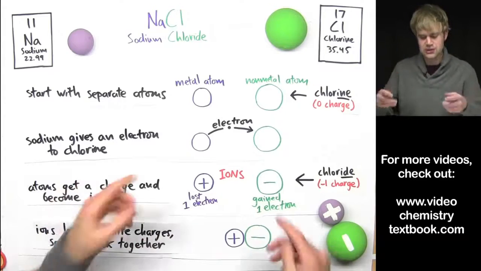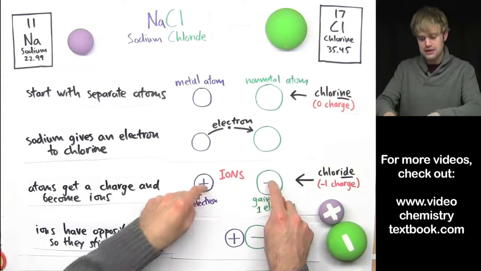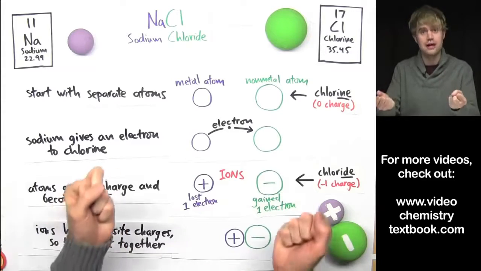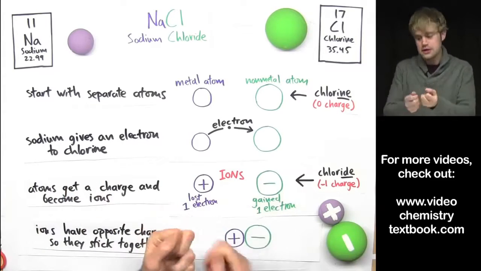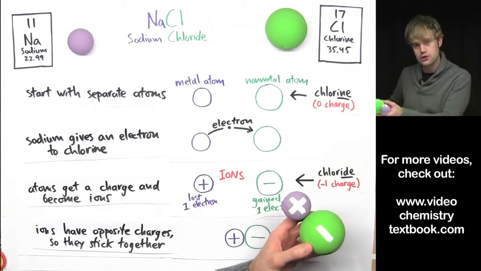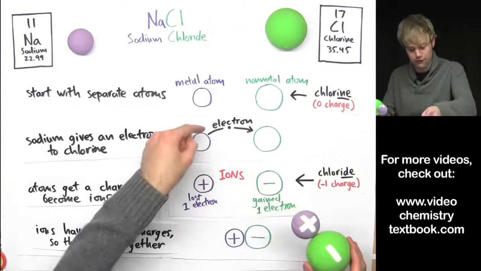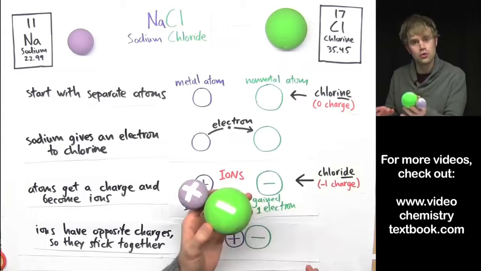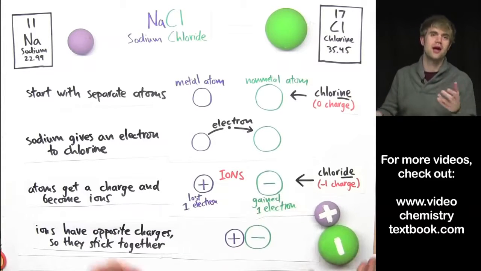And then the last step, after the ions form, is that the oppositely charged atoms stick together because of their opposite charges. So it's those opposite charges that are the glue holding the atoms together.